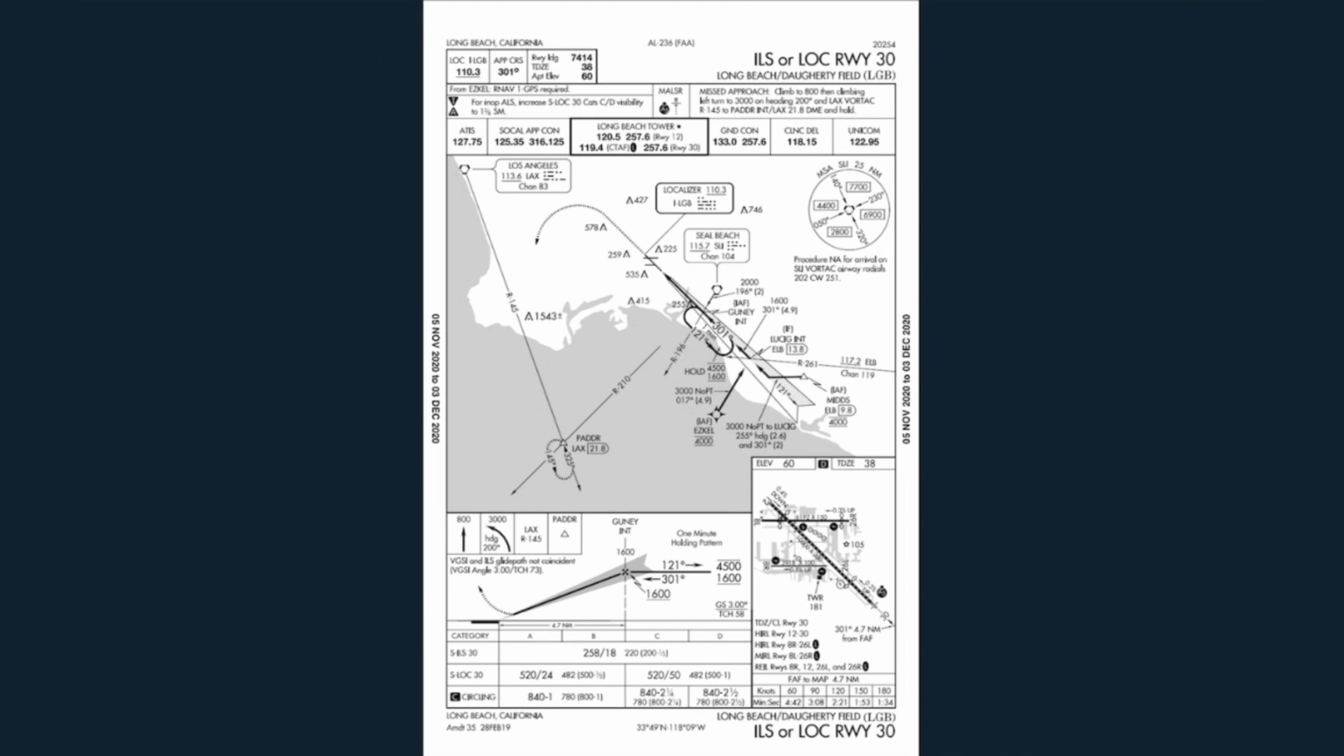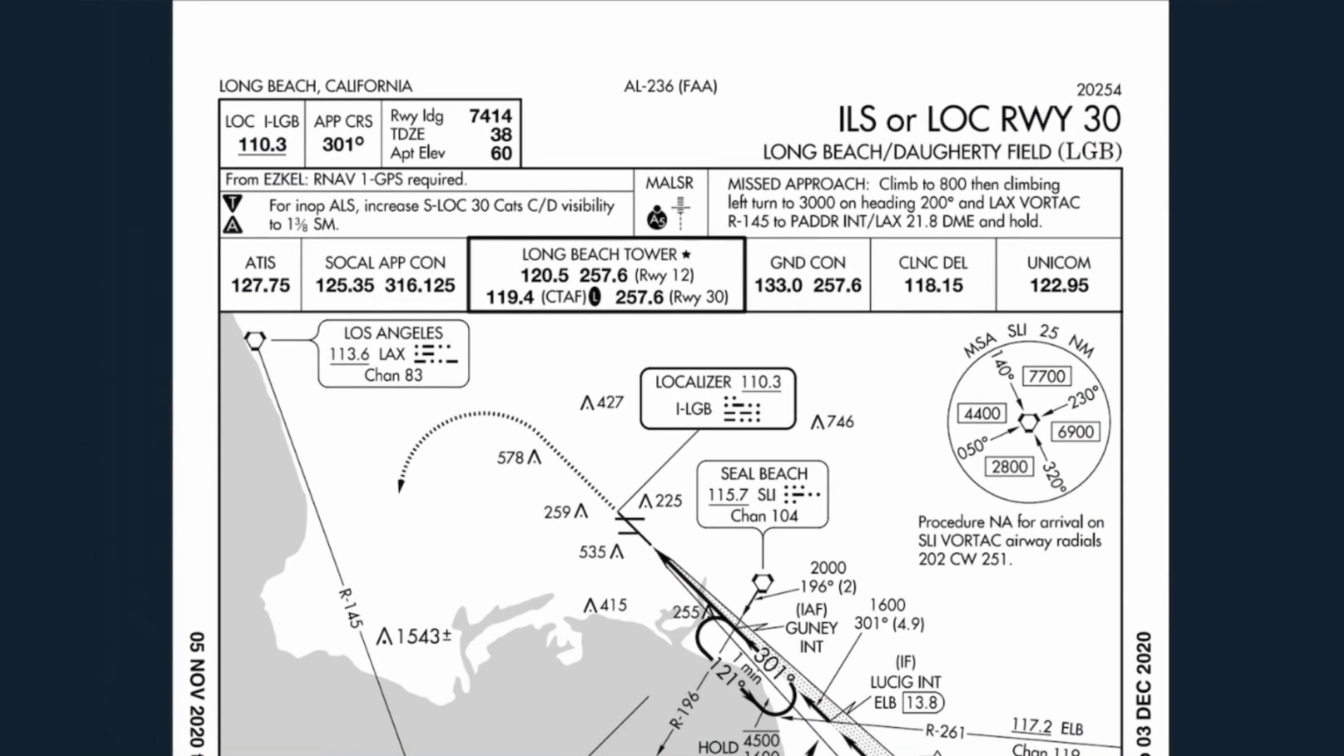Hey, this is Kip, and in this video, we're going to learn how to fly an ILS, or Instrument Landing System, approach in Microsoft Flight Sim 2020. So what we're looking at here is an instrument approach procedure document, or approach plate, it's also called. And this is for the Long Beach runway 30 approach.